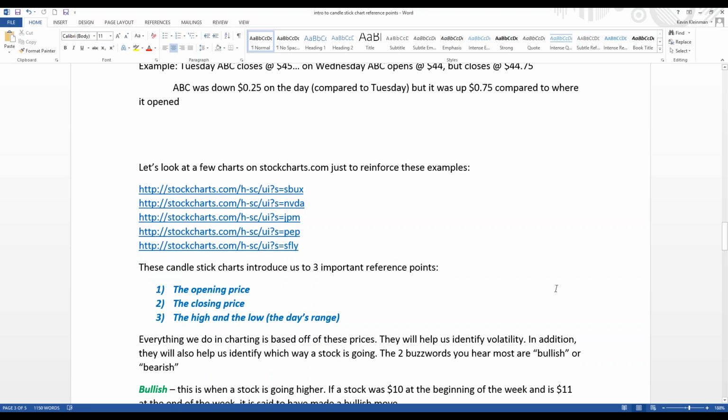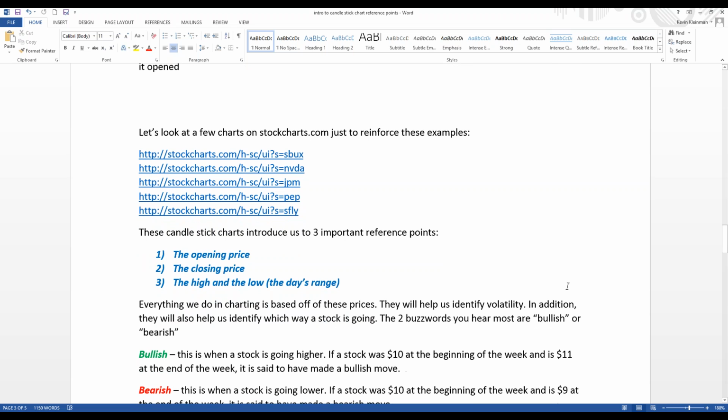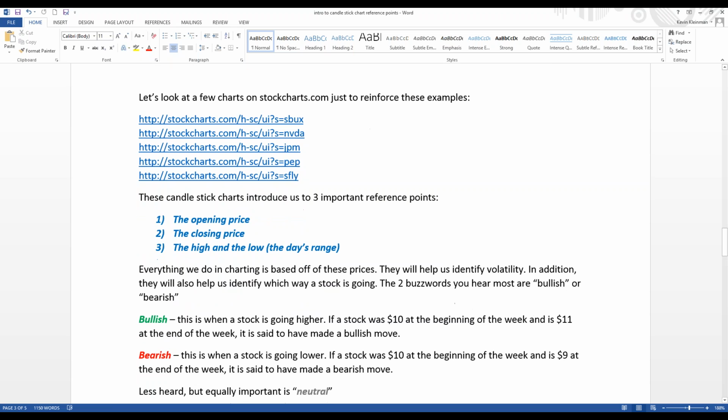They will help us identify volatility. In addition, they will also help us identify which way a stock is going. And the 2 buzzwords you hear most are bullish or bearish. Bullish is when a stock is going higher. So if the stock was 10 at the beginning of the week and is 11 at the end of the week, it is said to have made a bullish move. Bearish is when a stock is going lower. If it was 10 at the beginning of the week and is now 9 at the end of the week, it's said to have made a bearish move.